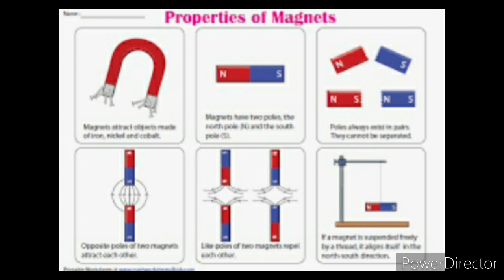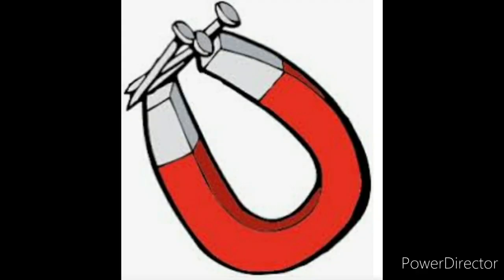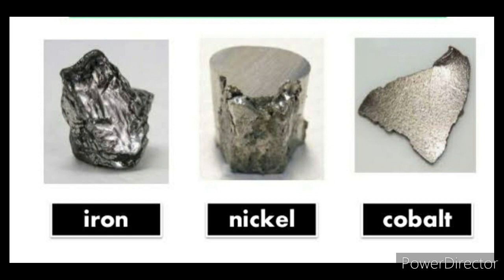Today I will teach you magnetic properties. A magnet has the power of attraction. I already explained to you, it can attract magnetic substances like iron, nickel, steel, cobalt.